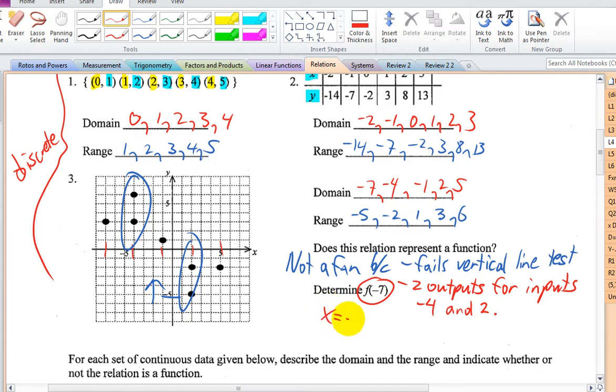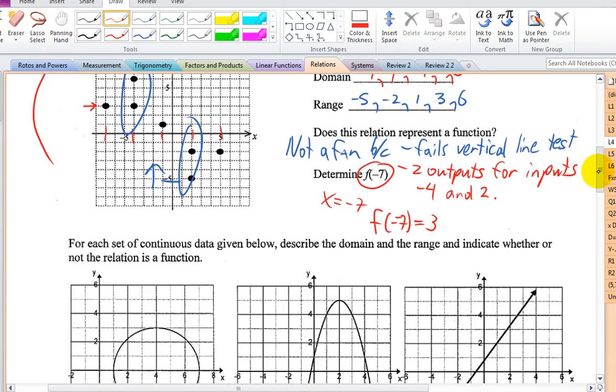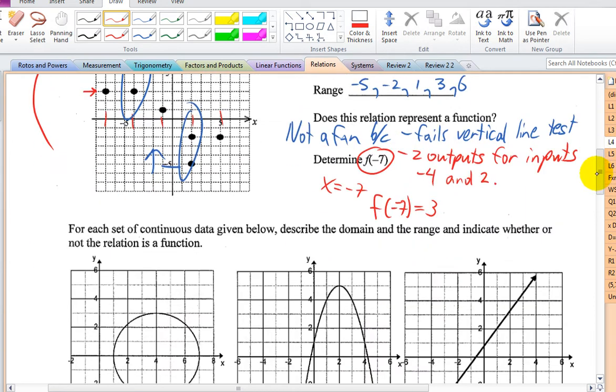So we're saying x equals -7. What's your y value? Well, -7 for the x value. That's right here. So your y value at f at -7 equals +3. Okay. Any questions? Okay. So that is for discrete data.